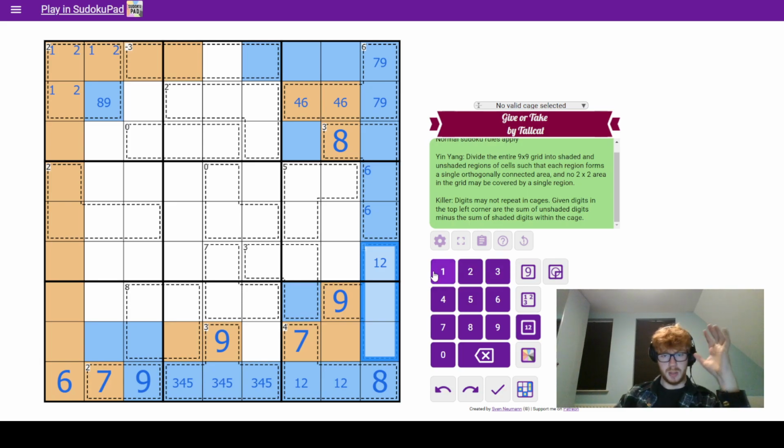No, wait. To make 9. If this is 1, these two have to sum to 9. They're not 1, 8, not 2, 7, not 3, 6. They're 4, 5. So it's 1 with 4, 5, or 2 with 3, 5. So what did I say? 1, 4, 5, or 2, 3, 5. So this is okay.